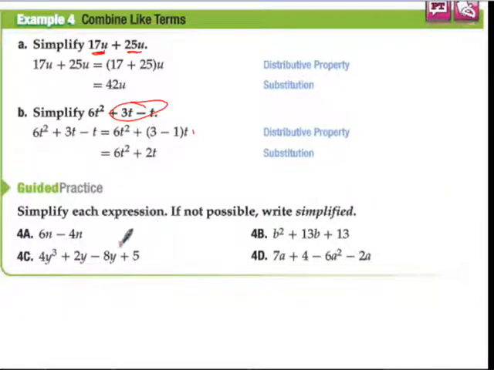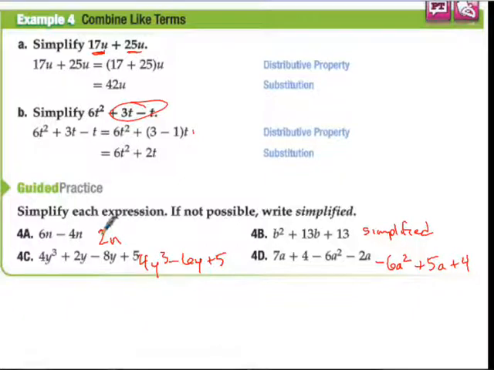All right, you've unpaused. Hopefully for 4a, you got 2n. 4b, that is as simple as it gets. For 4c, you got 4y cubed minus 6y plus 5. And for 4d, you got negative 6a squared plus 5a plus 4. Your order might be different than mine. We can talk more about what standard form is, but basically I'm going to go greatest to least with the exponents, okay? Greatest to least.